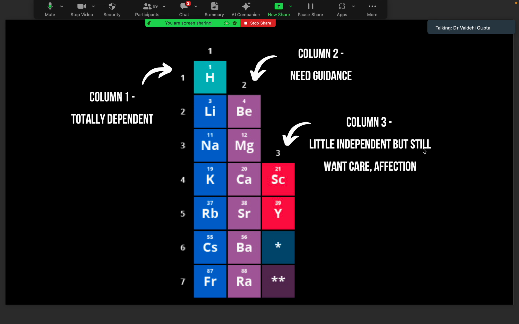So it can be anyone, the spouse, and just like that, in column 2 they need guidance. They are not totally dependent, but they need guidance. They need a backup plan. Like yes, I can live in my home, but when I feel any sort of danger, I just want to come back to that mother-like structure. Column 3, they are a little independent but still want care and affection.